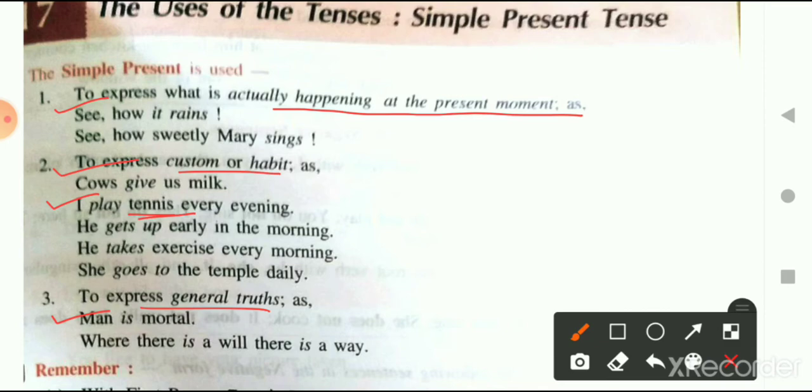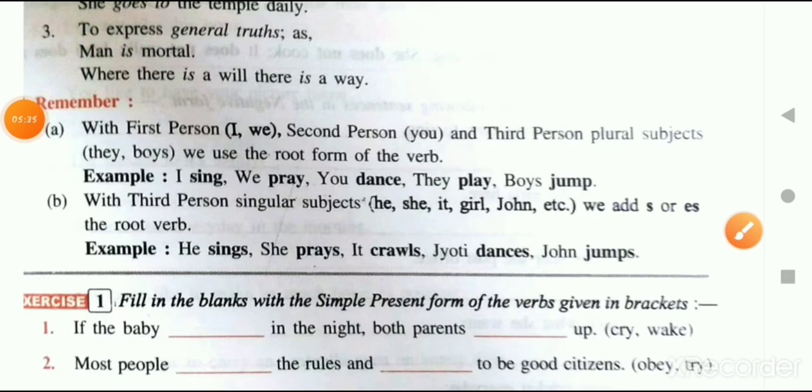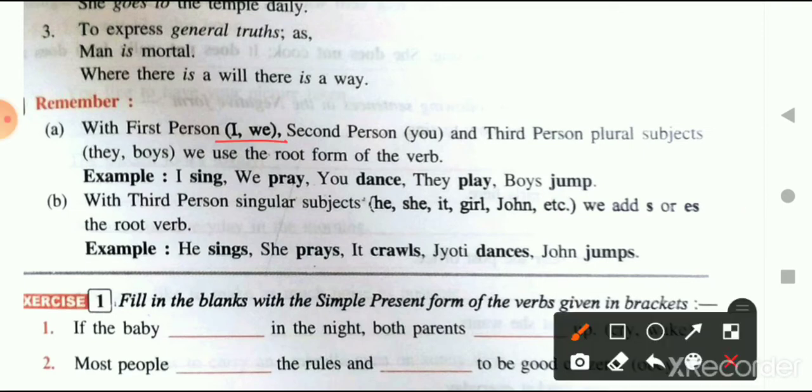Okay, now students, how do we make simple present tense, meaning what are the ways to form simple present tense. So here the first is with first person. First person means I and we, who is the speaker. Second person is you, the listener. And the third person plural subject. Plural means more than one. Whenever we are talking about these three, we will always take the root form of the verb. Root form means the actual form of the verb, the first form of the verb.